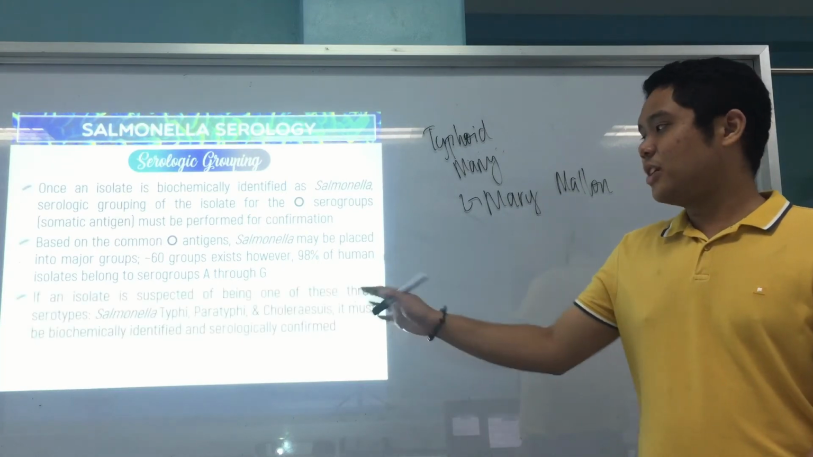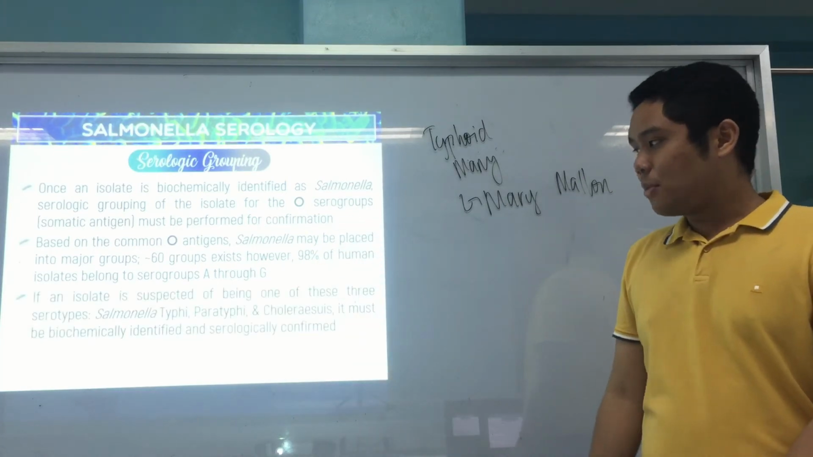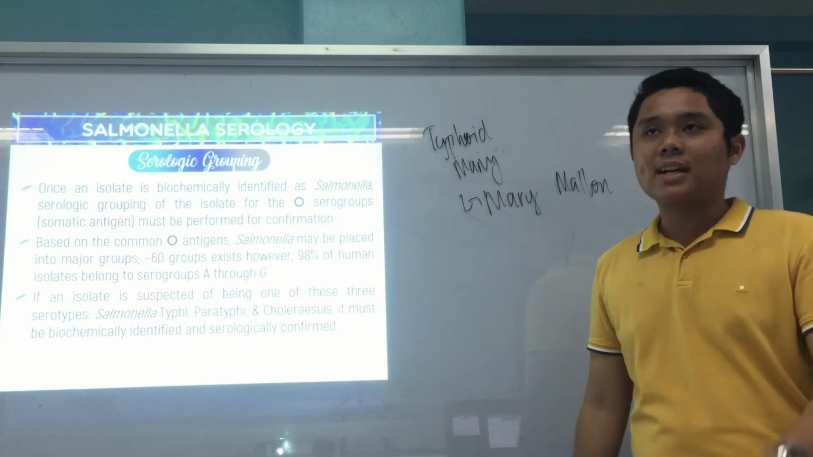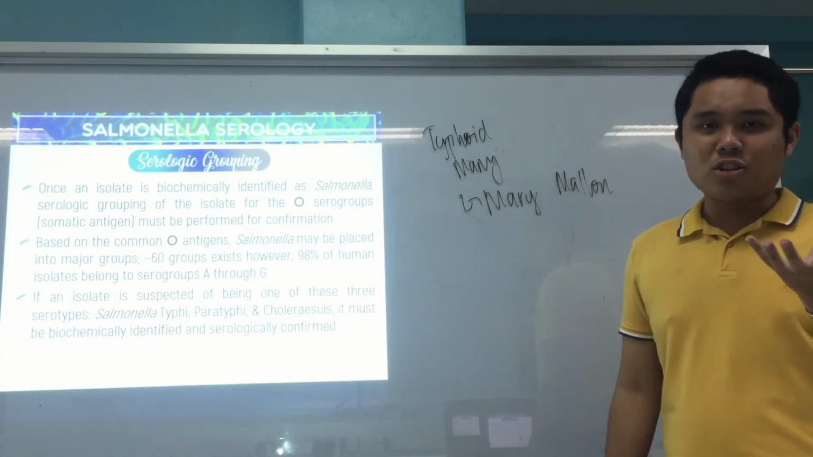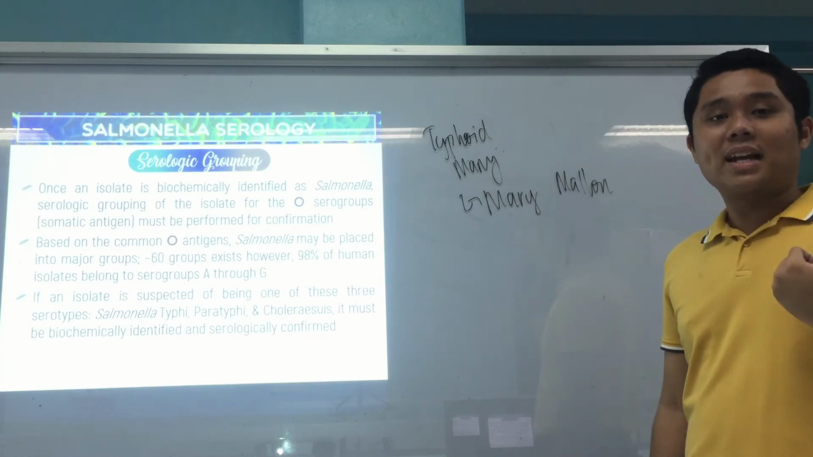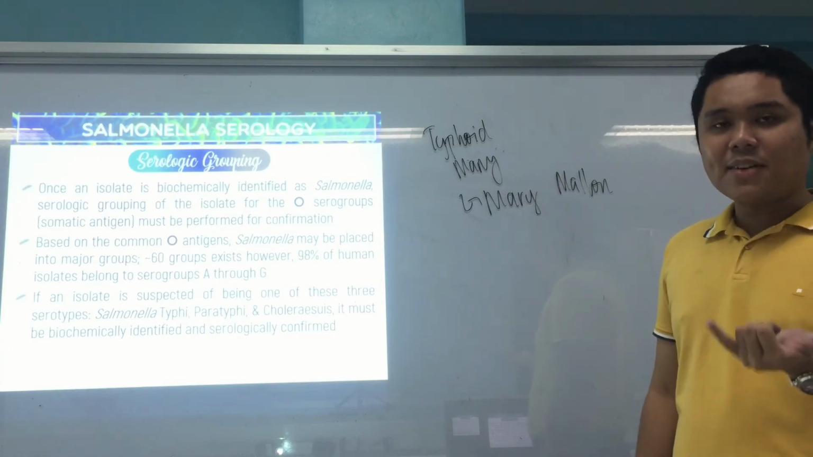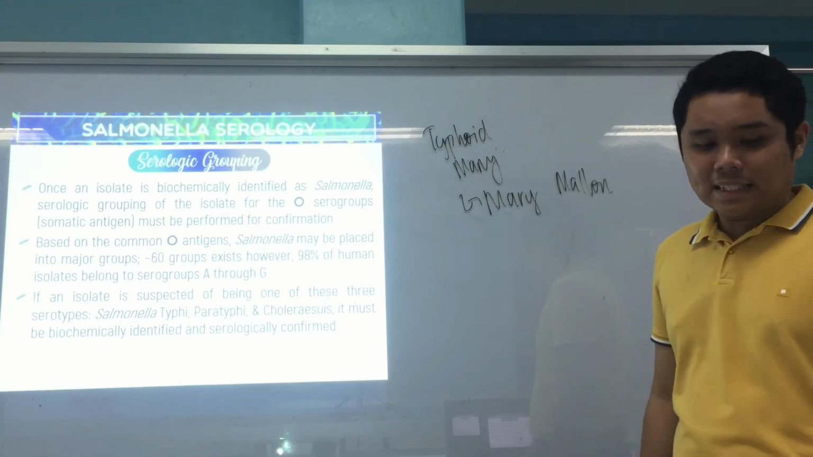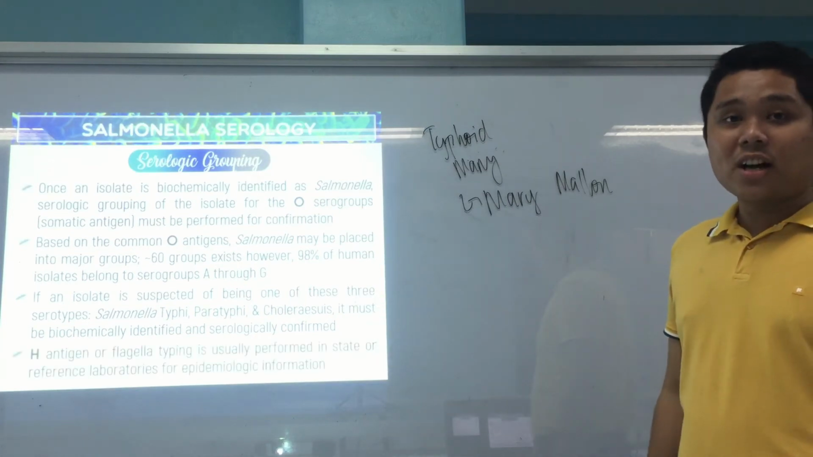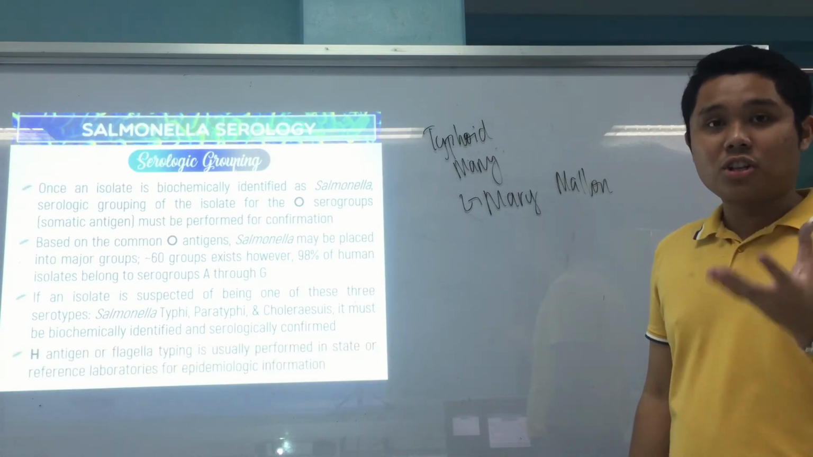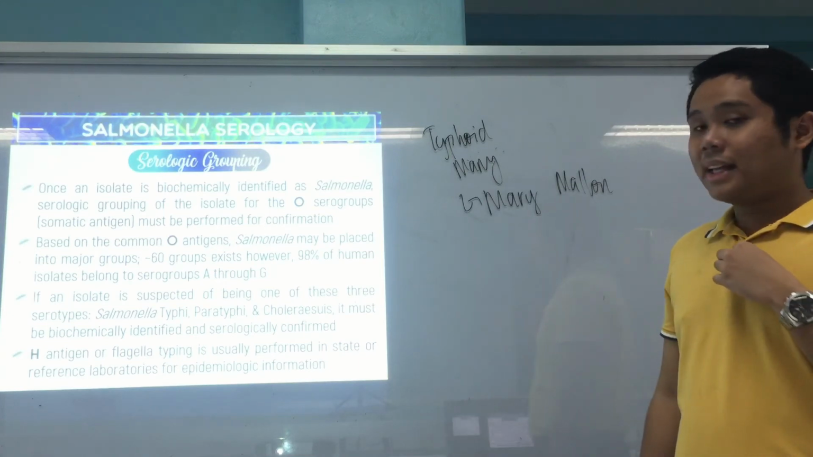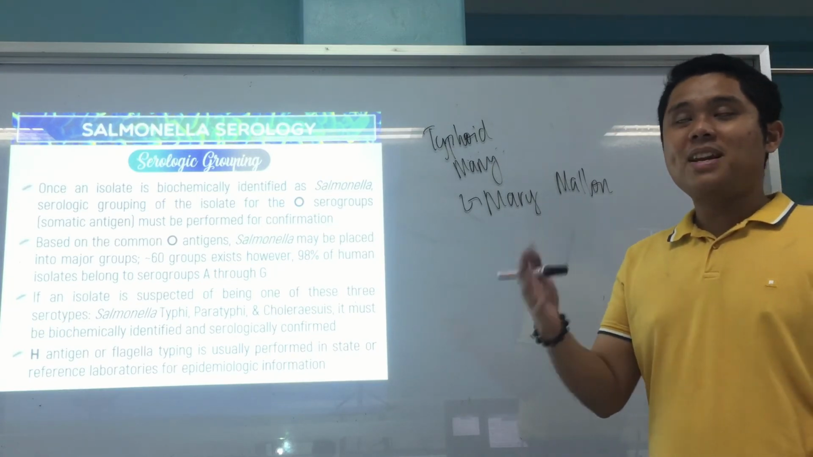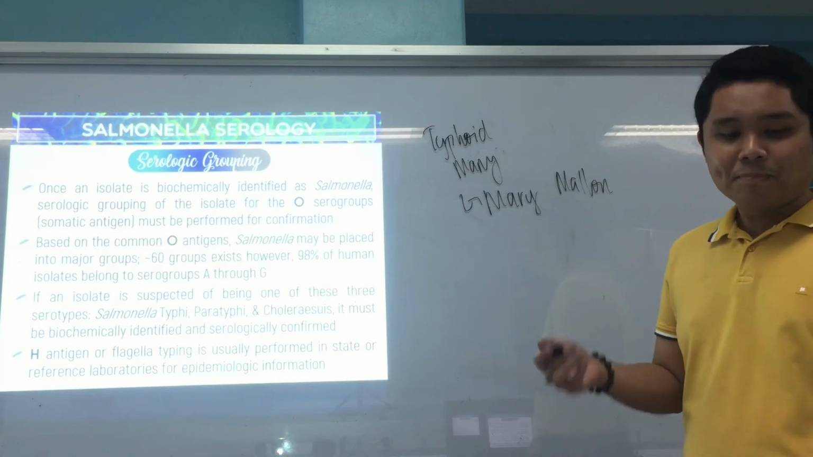If an isolate is suspected of being one of these three serotypes, Salmonella typhi, paratyphi, or choleraesuis, it must be biochemically identified and serologically confirmed. Because again, we want to make sure if it's really the ones that can cause intense infection or just like the other Salmonella species. So we perform biochemical testing and, importantly, serological tests, using the O antigen and the H or flagellar antigen for serological grouping. It is performed in state or reference laboratories for epidemiologic information, so it's for epidemiology.